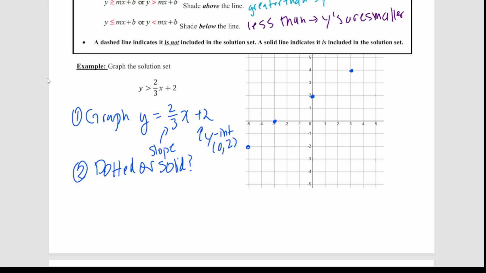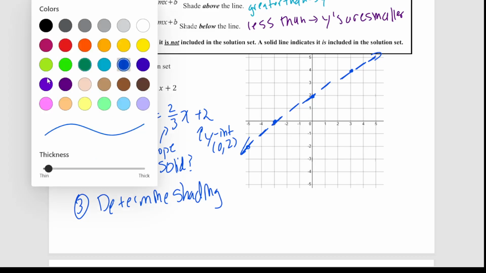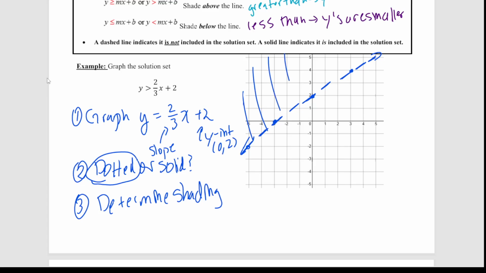Since it is not equal to, we're going to have to use a dotted line, or dashed line, if you will. Dotted / dashed. Now we need to determine shading. Since it is greater than, that means we're going to be shading above the line.